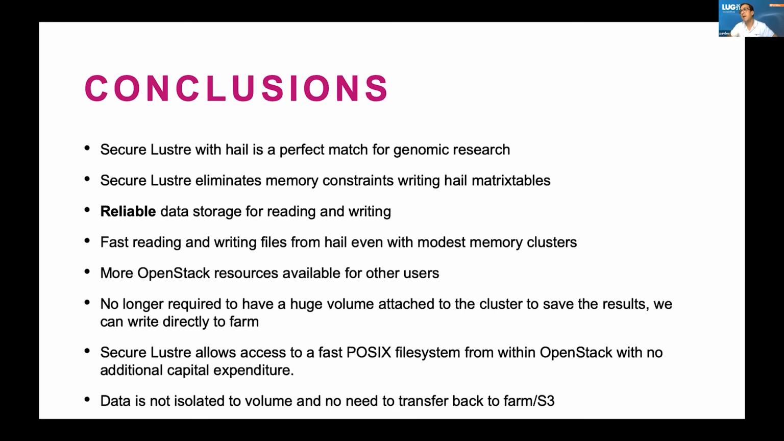Secure Lustre allows access to a fast POSIX file system from within OpenStack with no additional capital expenditure. The data is not isolated to the volume anymore, and we no longer need to transfer back to the farm or use S3 as an intermediary.